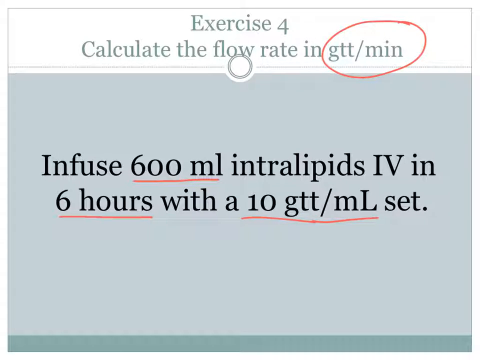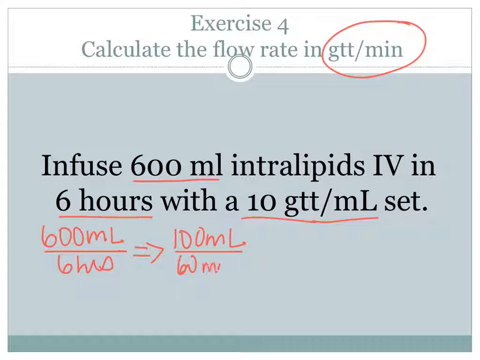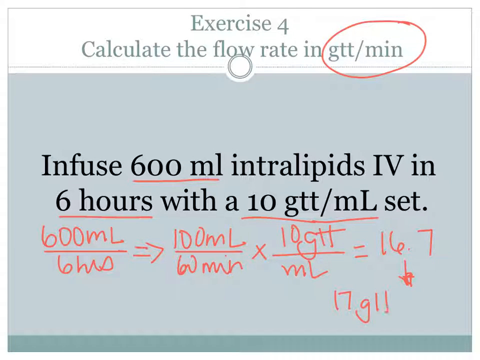Okay, take the 600 mils and divide it by the 6 hours, and you will get 100 mils, converting the hour to 60 minutes. Multiply that by the 10 drops per mil, and you will get 16.7. Again, rounding to the nearest whole number, you get 17 drops per minute.